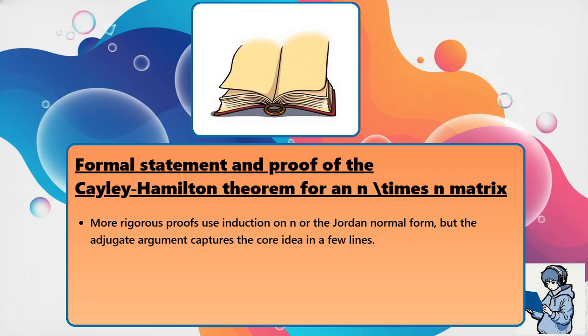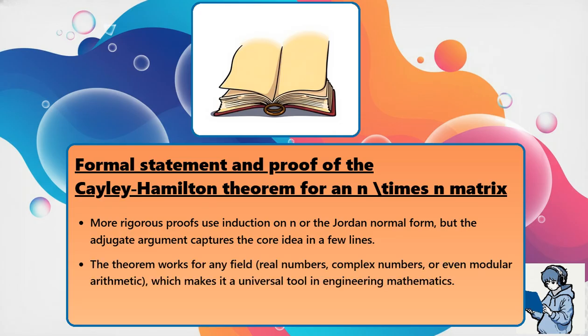More rigorous proofs use induction on n or the Jordan normal form, but the adjugate argument captures the core idea in a few lines. The theorem works for any field: real numbers, complex numbers, or even modular arithmetic, which makes it a universal tool in engineering mathematics.